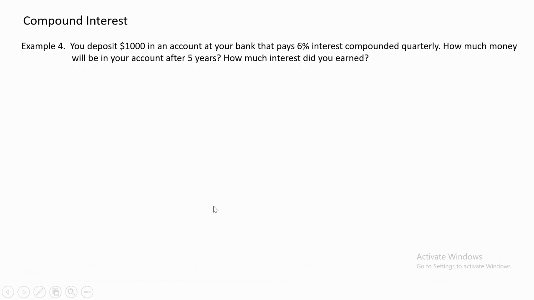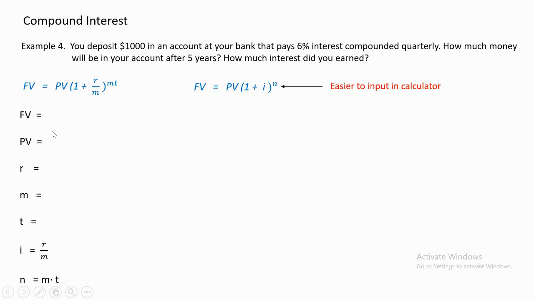Example 4. It states you deposit $1,000 in an account at your bank that pays 6% interest compounded quarterly. How much money will be in your account after 5 years? And how much interest did you earn? Here's my formula, but this is the one that's easier to enter into the calculator. So again, how many things do we need to find? There are going to be 7 things, but only one unknown. Let's start by rereading the problem and see what we're looking for.